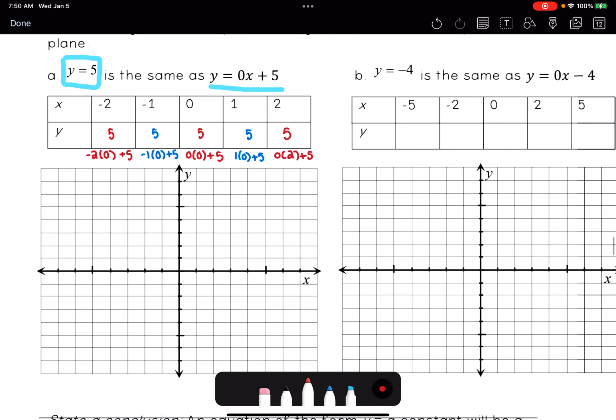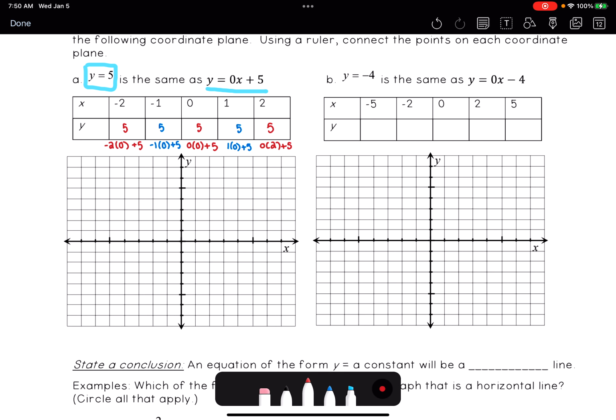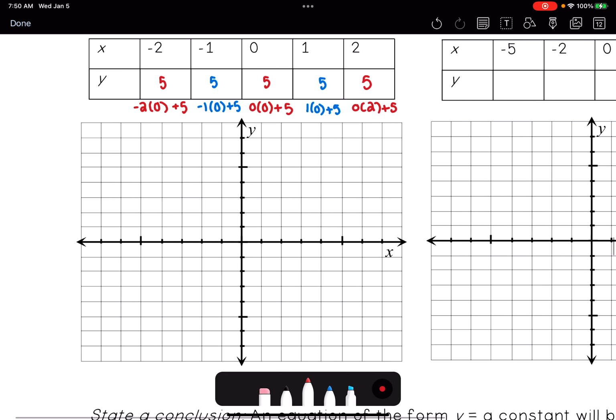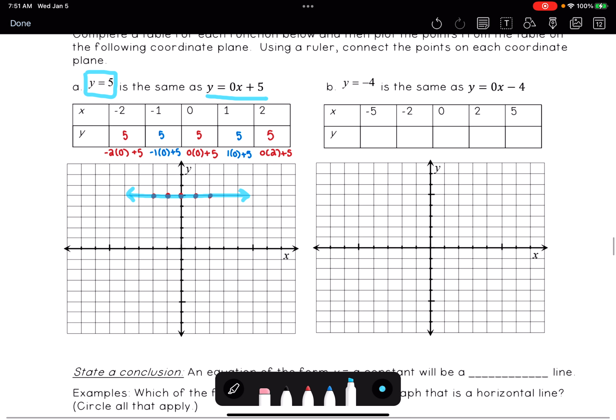So that means our y value is not changing. At every x value, whether it's negative 2, negative 1, 0, 1, or 2, our y value is staying the same, which is 5. Our function is just y equals 5. It's telling you no matter what, y is equal to 5. So you find every point where y is 5 and connect them, and you get a horizontal line.